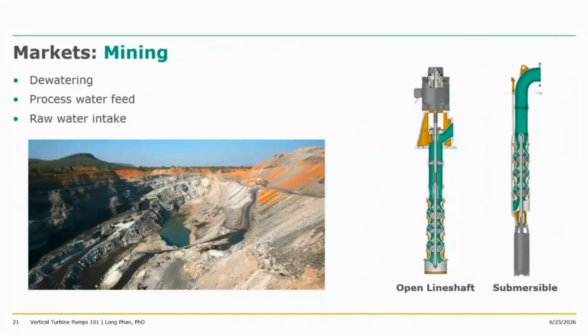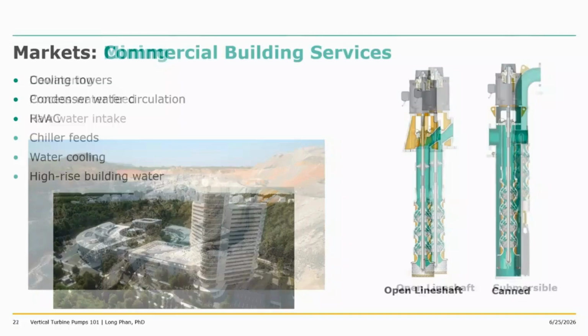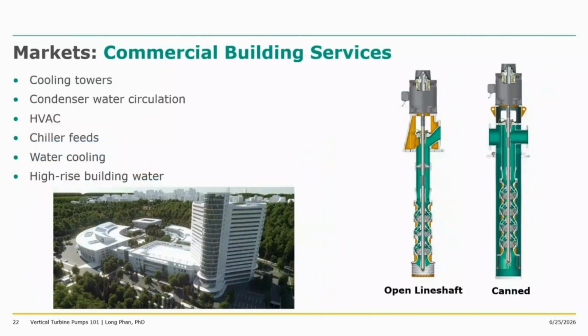They are also used in the booming mining industry in America for dewatering, process water feed, and raw water intake. These pumps are great for these mining purposes. For commercial building services, they are also used for cooling towers, condenser water circulation, HVAC systems, chiller feeds, and water cooling, especially with the AI boom today. These pumps are getting more traction and popularity in commercial building services. They can also help supply water to high-rise buildings in big, large cities.